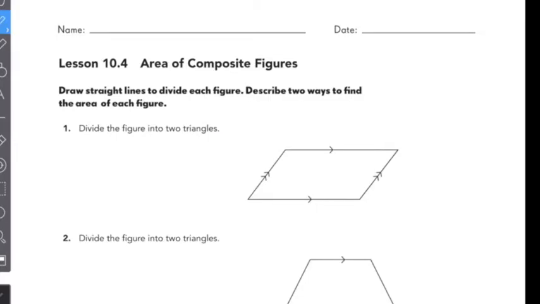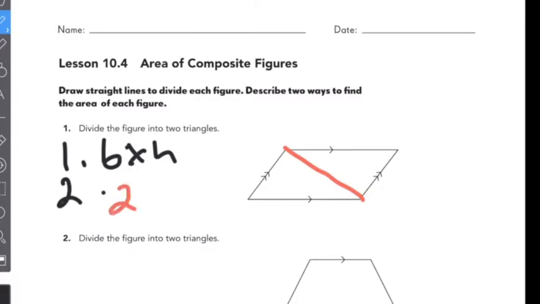So the first way for figure 1, it's a parallelogram. So the first way would be base times height. So area equals base times height. The second way is we're going to make it into two triangles. So I have two triangles here, and those triangles are identical. They're equal. So the second way would be 2 times the area of each triangle, which would be 1/2 base times height, or just BH.